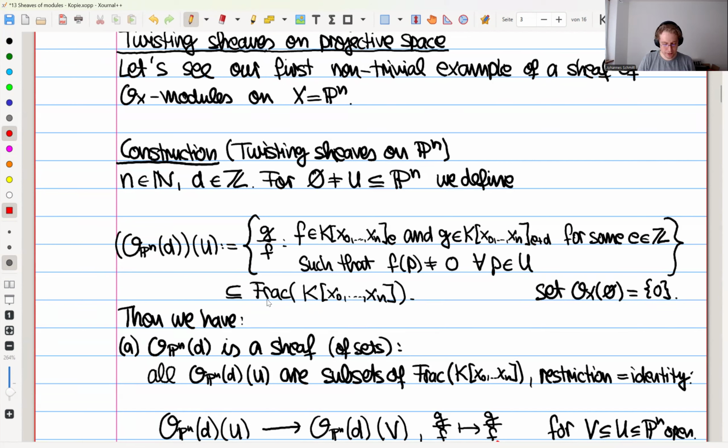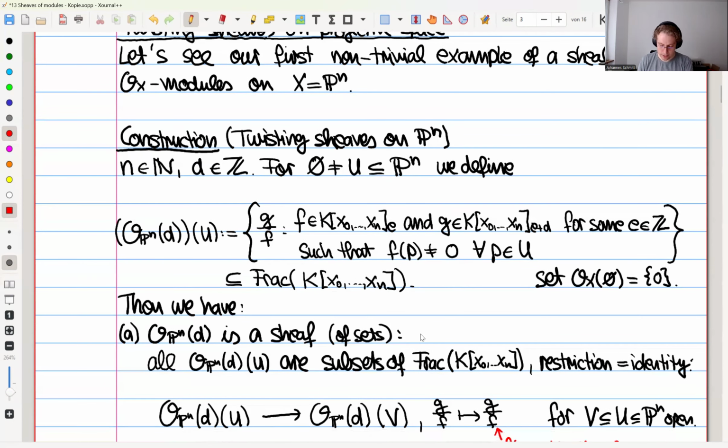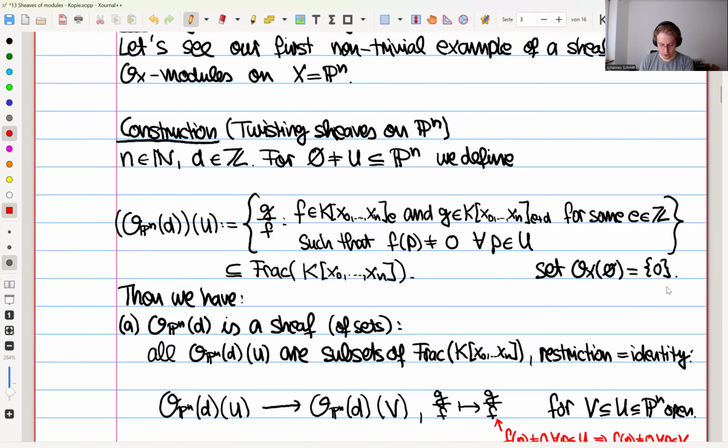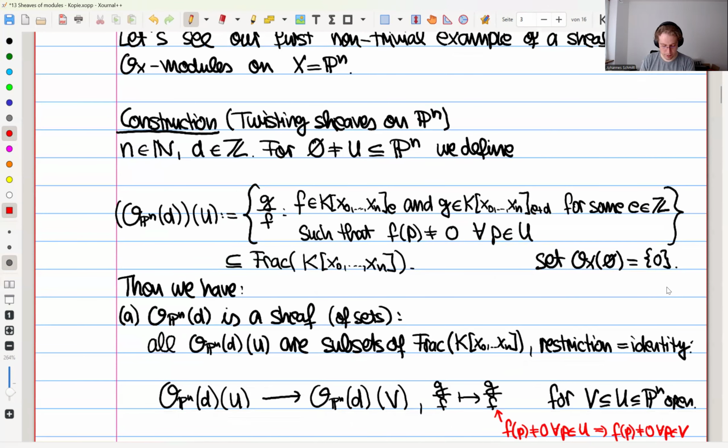This symbol lives in the fraction field because you just have a quotient of two elements in this ring. Until then, it didn't depend on U. The condition that depends on U is that you require that F does not vanish at any point of U. So the denominator doesn't vanish at any point on this open subset. And that is the full definition. You manually set O_X on the empty set to be 0, because any sheaf must have 0 or 1 point set on the empty set.